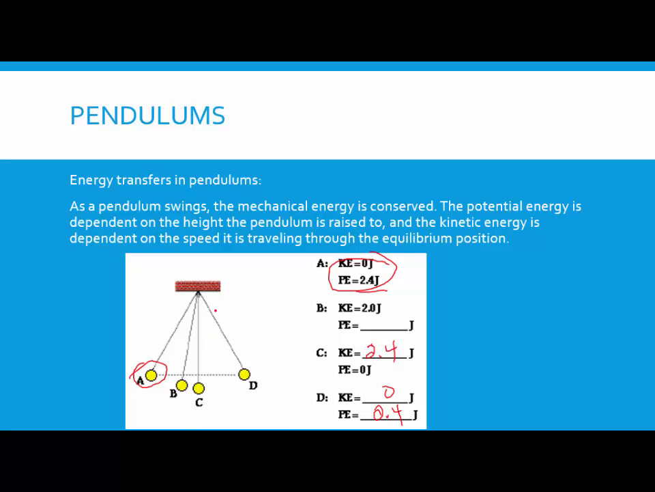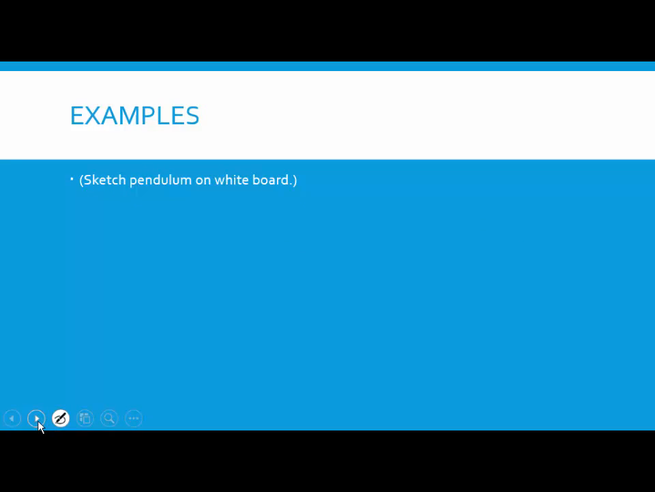Now, point B, the part in the middle, if it has 2 joules of kinetic, that means that it has to have 0.4 joules of potential, because kinetic plus potential is going to give us our total mechanical energy. All right, so let's look at this a little bit.